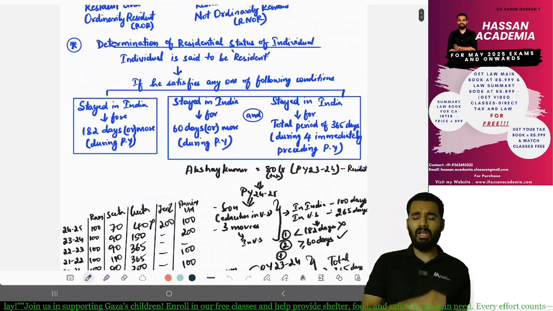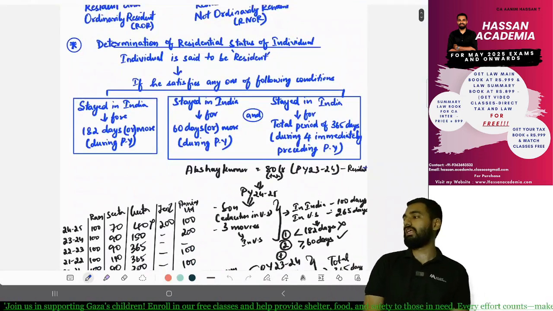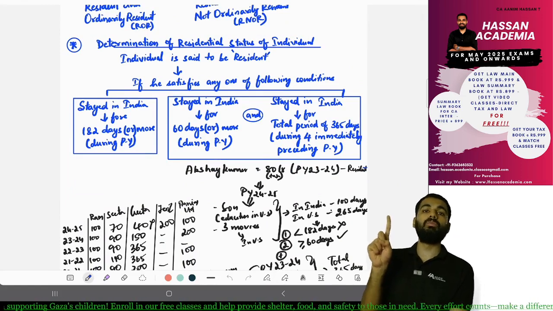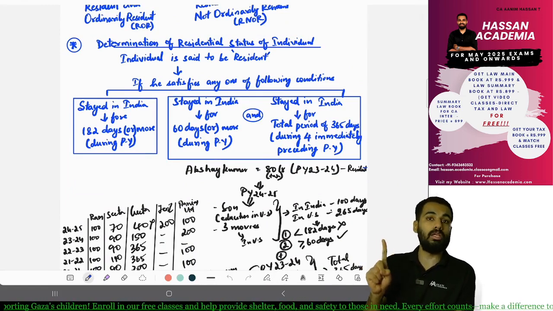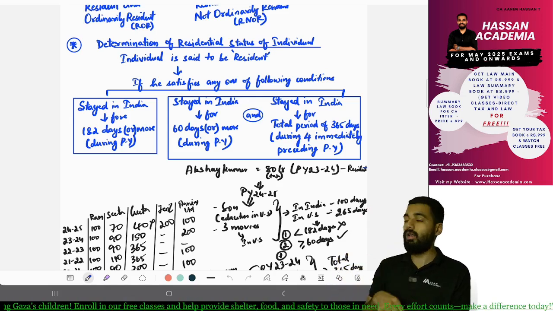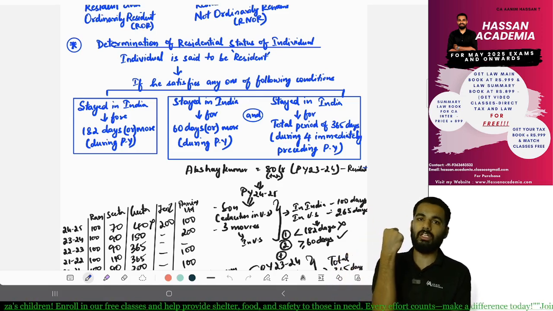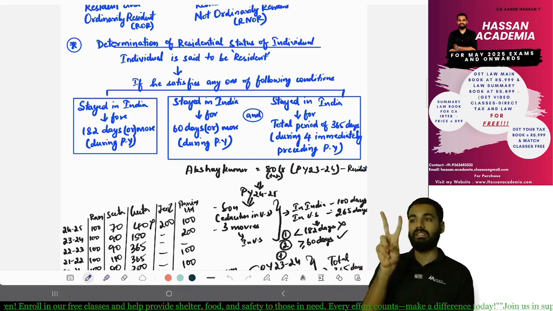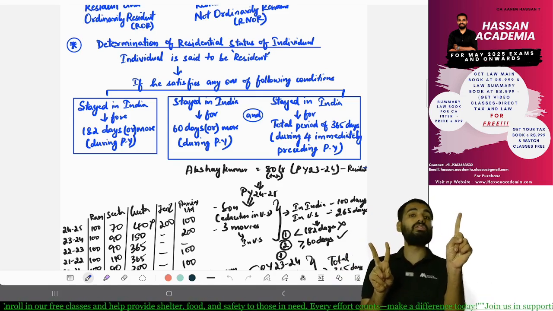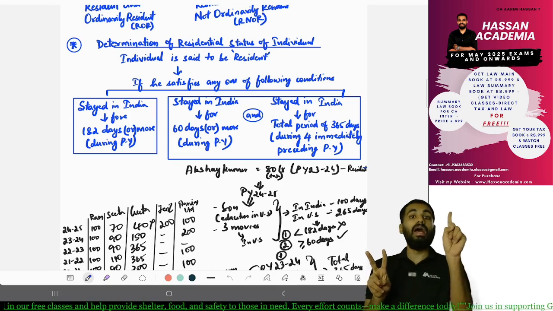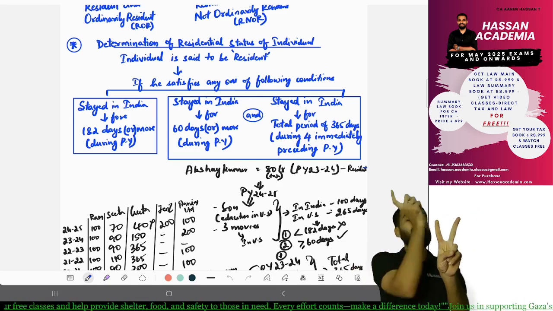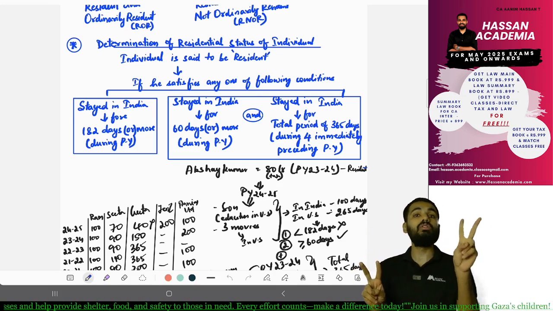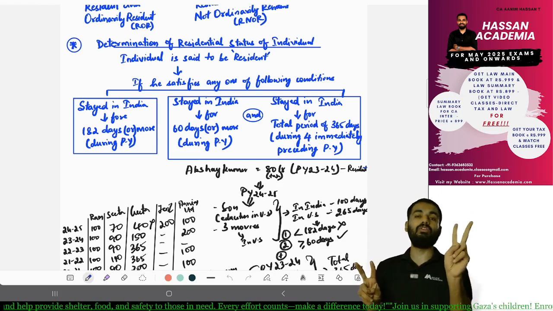Now how will you determine the residency status of an individual? For him to be a resident, one, he should stay in India for 182 days or more during the previous year. If this condition is not satisfied, we have to go for the second condition. What does the second condition say? One, he should stay in India for 60 days or more. Along with it, in the four preceding previous years, he did stay for 365 days or more.